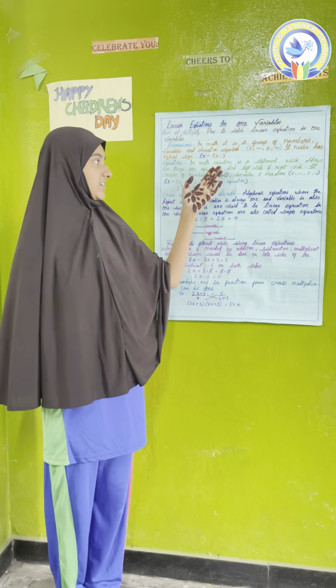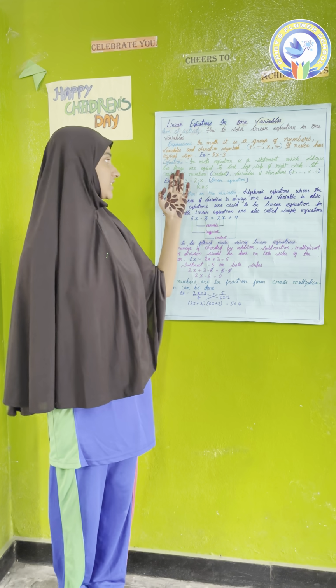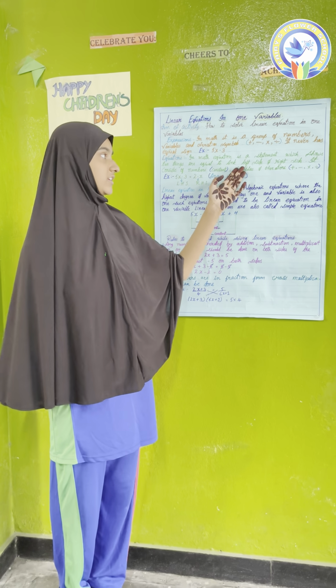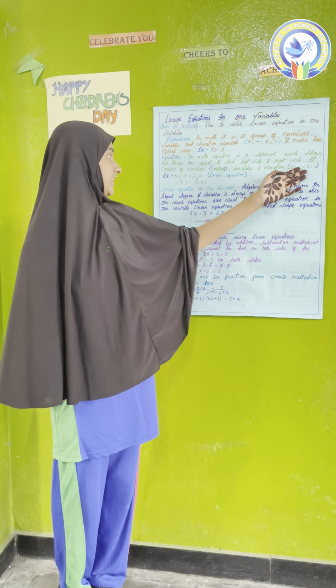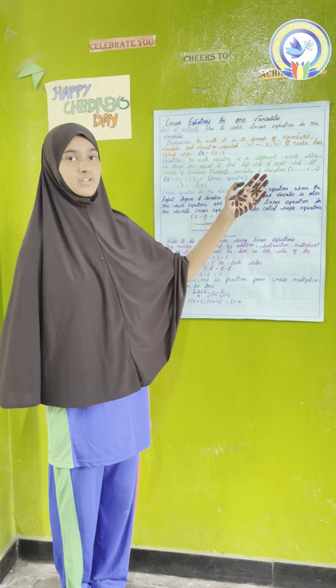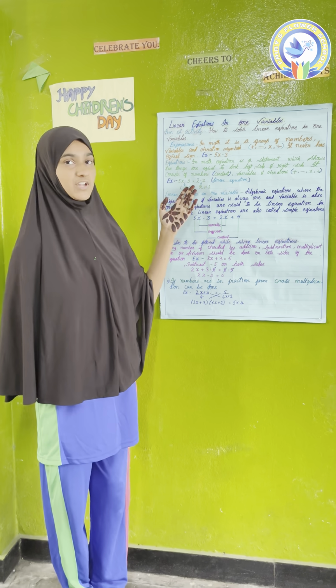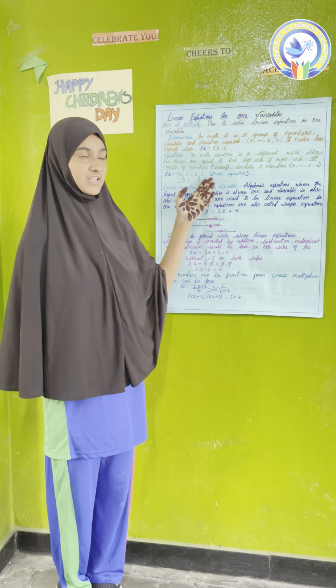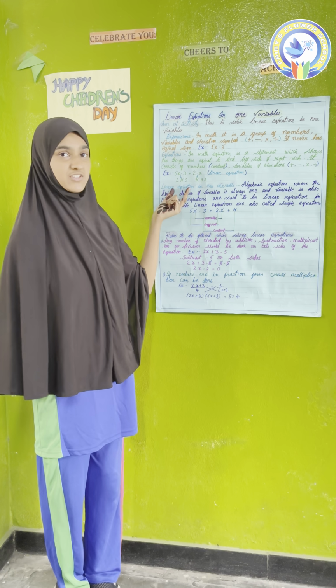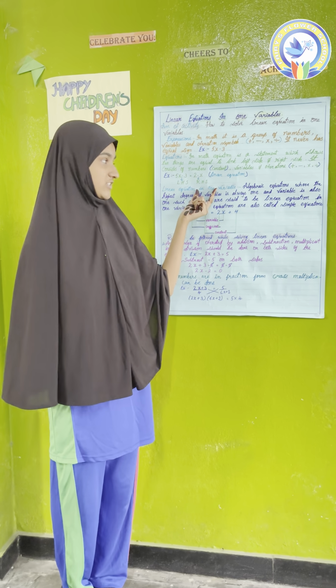Equation. In math, an equation is a statement which shows that two things are equal, the left side and the right side. It consists of numbers, variables and operations. For example, 5x minus 3 is equal to 2 minus x. 5x minus 3 is the LHS and 2 minus x is the RHS.